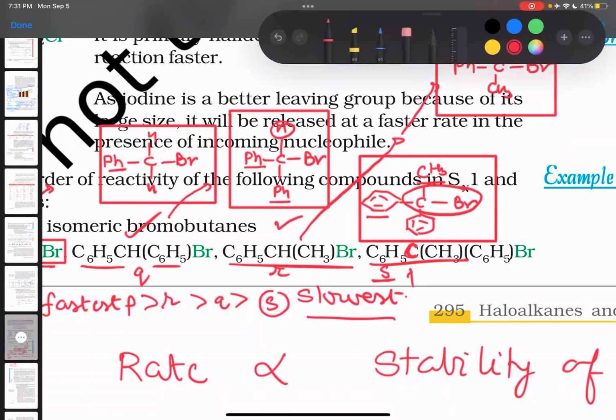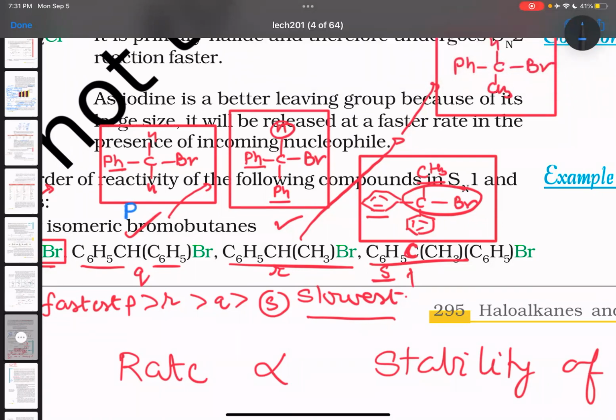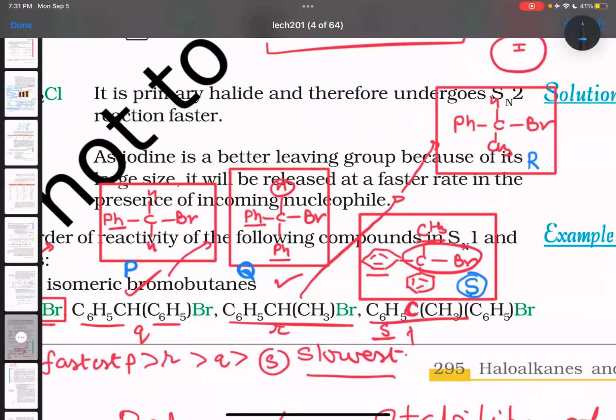This molecule is P. Let me change the color. This is P, this is Q, this is S, and this is R. Now compare and tell me where the reaction is going to be the fastest. SN1, I am asking.